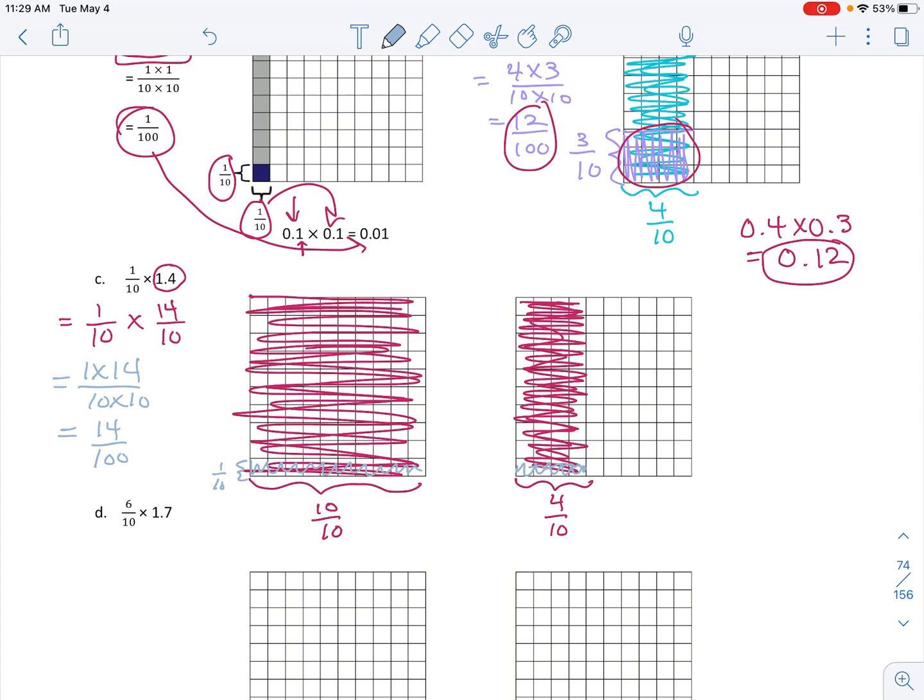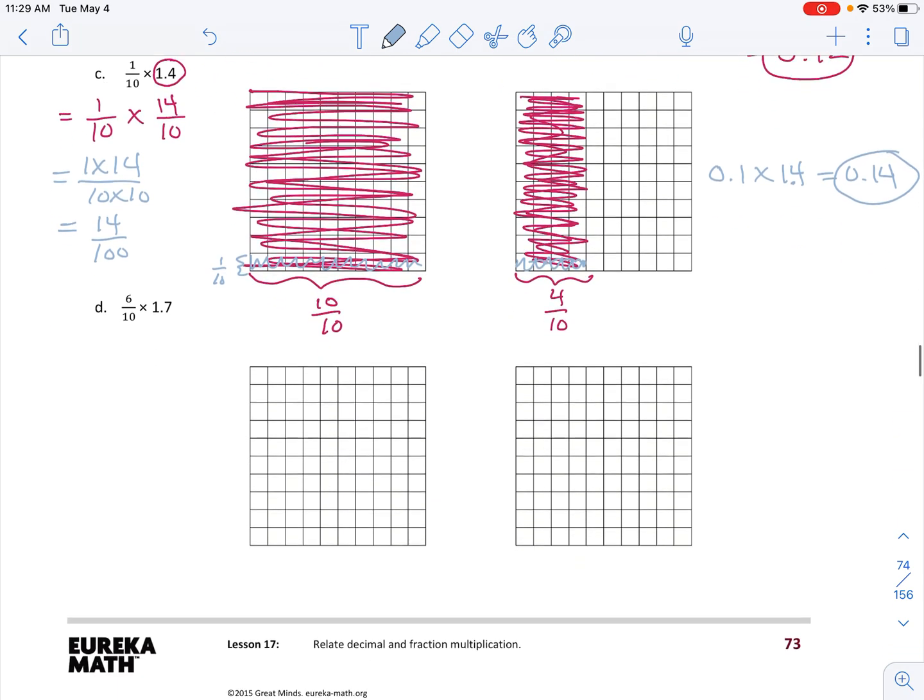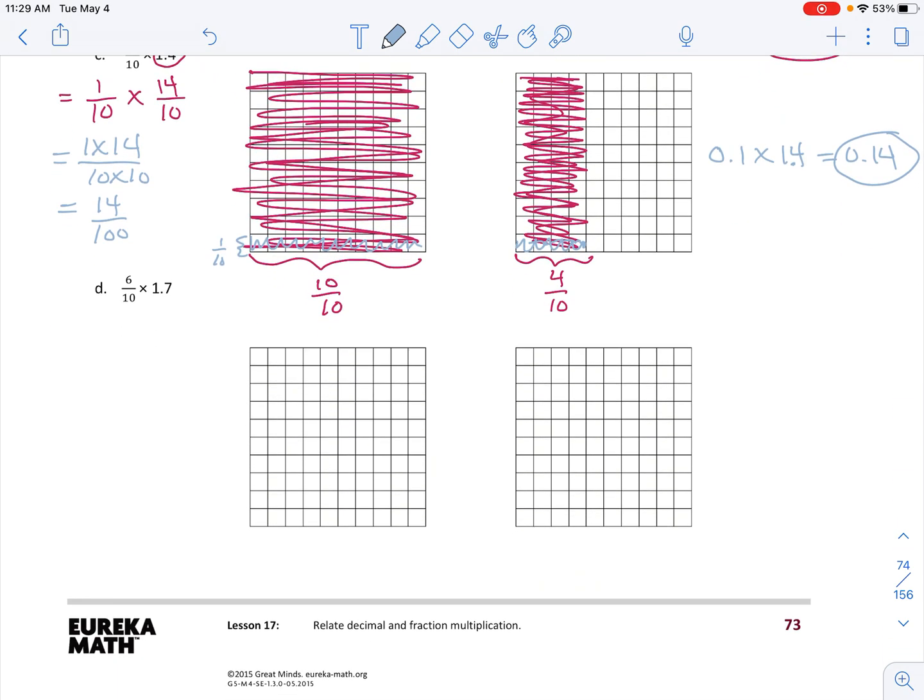And then again, we can show this with decimal multiplication. Well, we have 1/10 times 14/10. And that equals 14 hundredths. So now I want you to pause the video, try letter D on your own, and then come back and we will go over it.